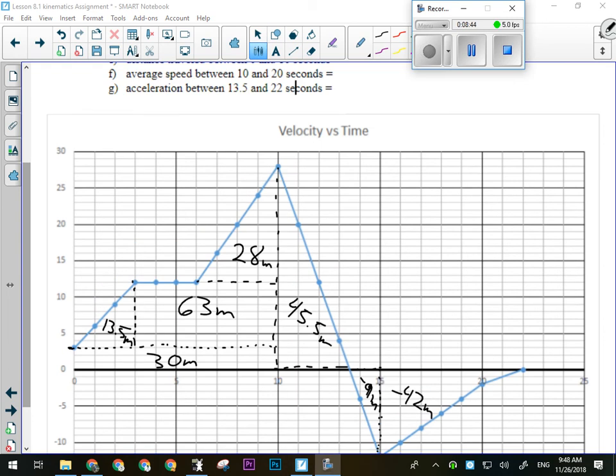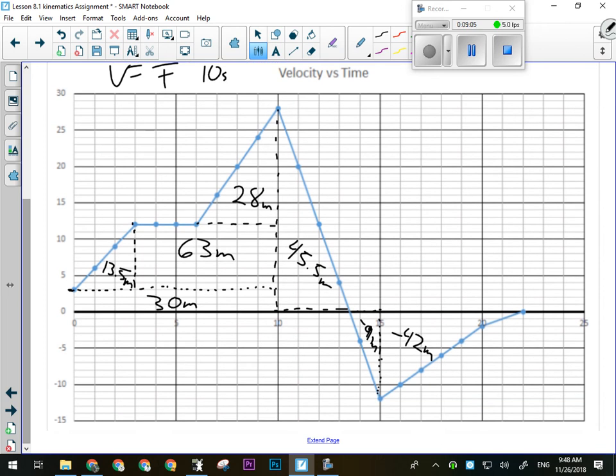Okay, so let's quickly look at F and G here. We've got average speed between 10 and 20 seconds. If I want to find average speed, it's the distance divided by the time. Well, the time is 10 seconds because it's between 10 and 20 seconds. So that part we already have. Then we need to know the distance traveled between 10 and 20 seconds.